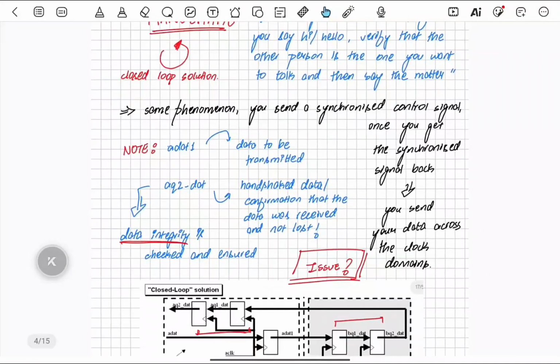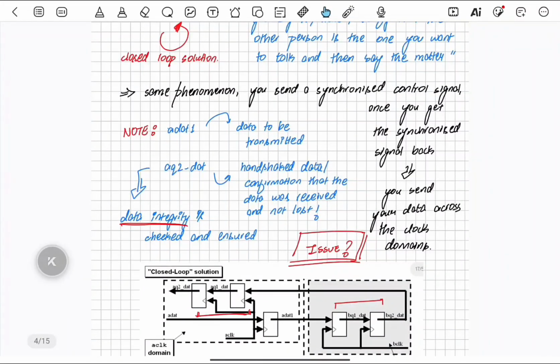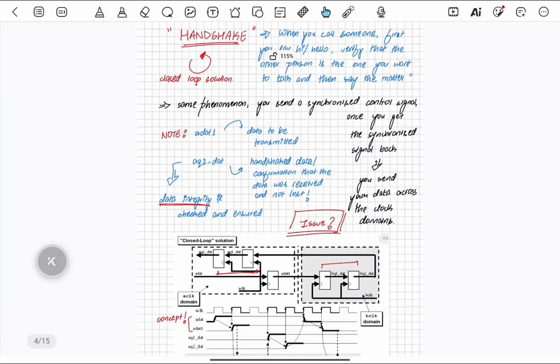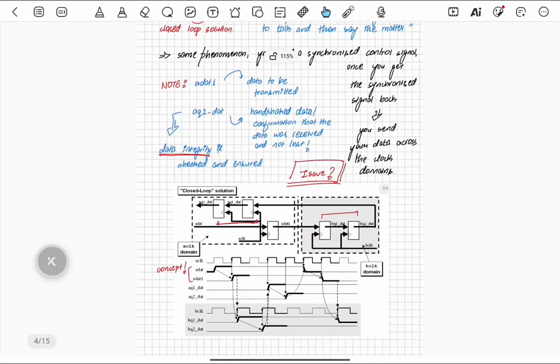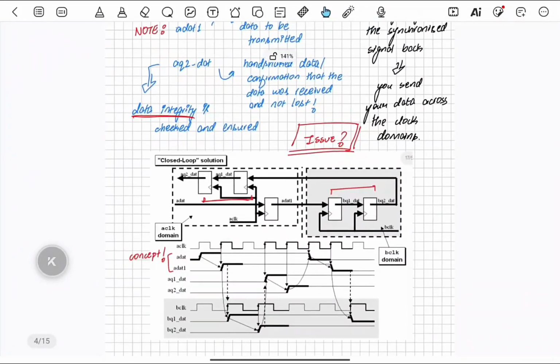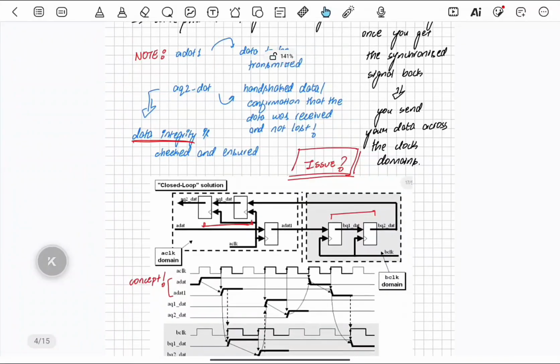So basically, the idea is if you send a synchronized control signal and you get the synchronized signal back, after that you send the data. Got it? Let me try to explain it to you using a simple diagram out here. Okay. So this AQ1, right? A data 1 is the data to be transmitted. Let me get the marker. Yeah. This A data 1, right, is the data to be transmitted. So you are registering it, you are pushing it to the domain.